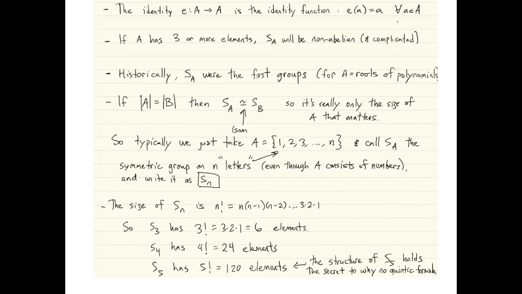And the structure of this group, S of 5, contains the secret for why there's no quintic formula, a formula analogous to the quadratic formula, but instead of ax squared, it would apply to polynomials ax to the 5th. There's no general formula, and the structure of this group reveals the secret for why there's no such general formula, and was the inspiration for why the study of groups arose and abstract algebra in general.